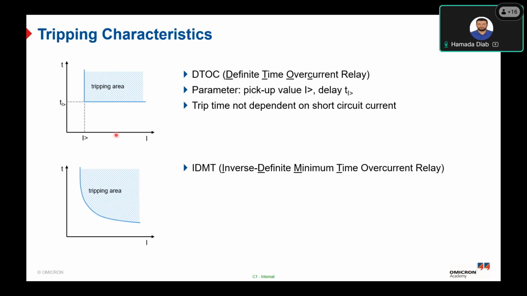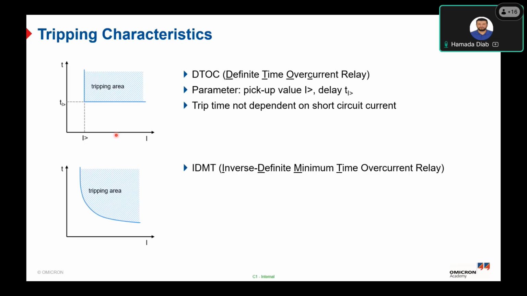So the first stage in that case gives you protection against overload, and the second stage gives you protection against short circuit faults, which have a very high fault current, so they need very small tripping times. The second type, which is called the IDMT, the inverse definite minimum time overcurrent protection, can also be used in different stages.